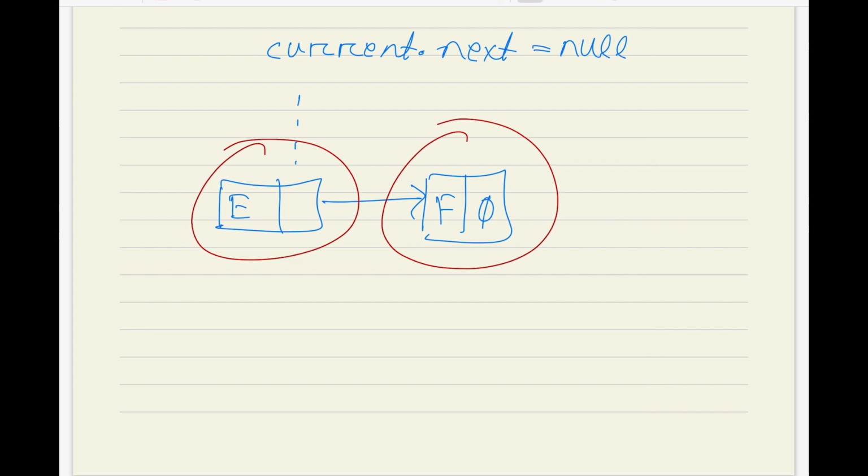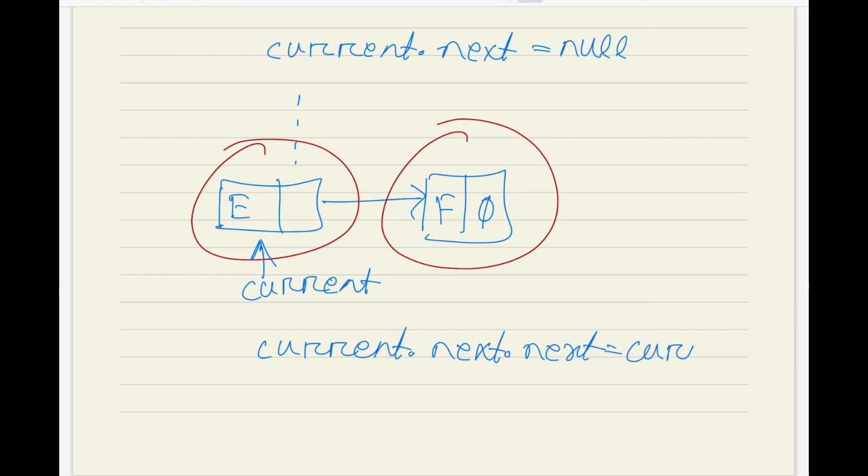So assume current is referring to this one, so it is current. So we can write like this: current.next = current. Then the next of E will be null, so we can write current.next = null.